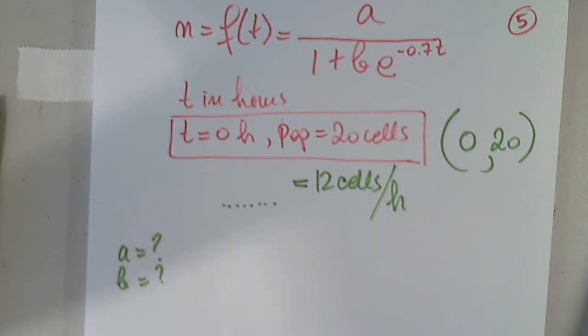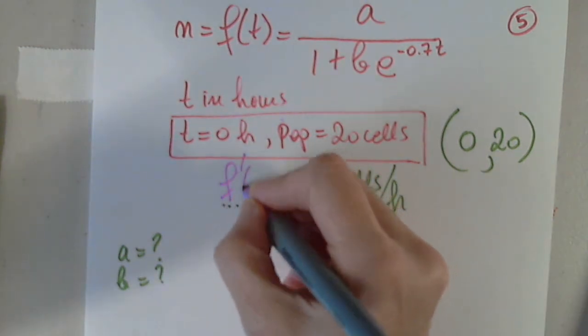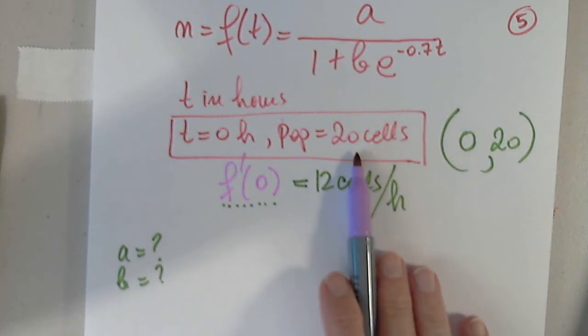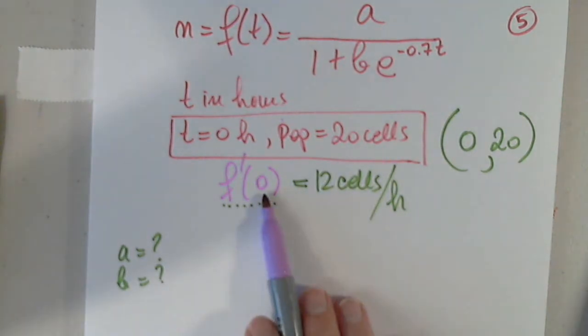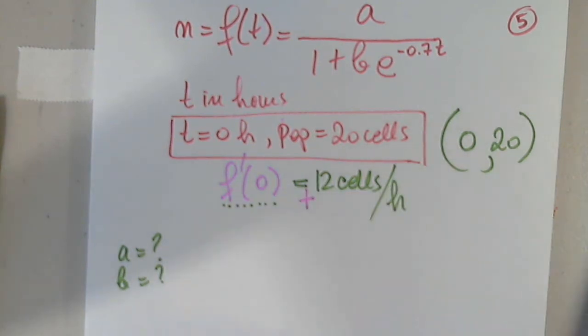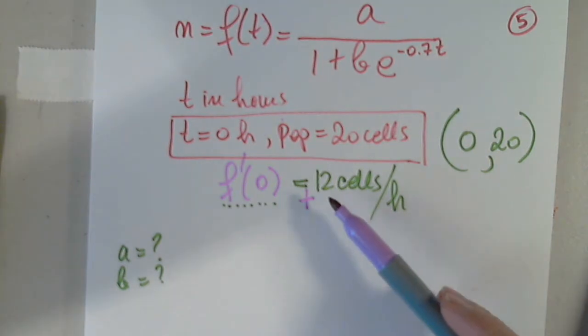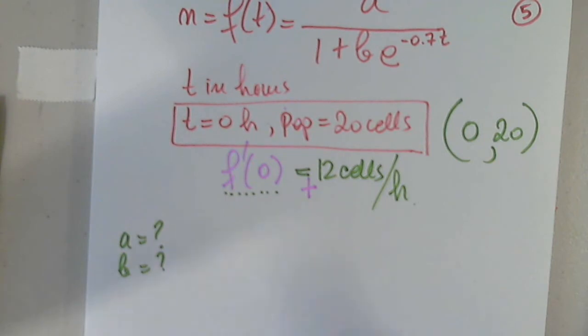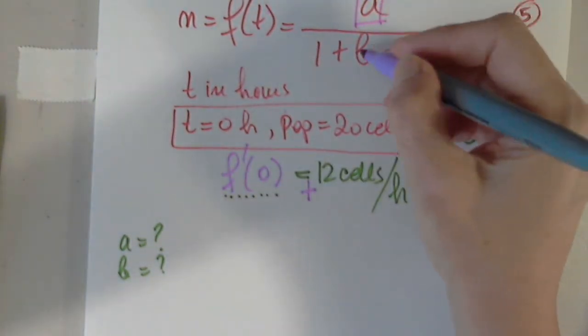When we talk about the rate of change, what do we have in mind? Always the first derivative. Thank you very much. F prime of 0. At the same instant when the population is 20, at that instant the rate of change is increasing. So that's why I put positive. I didn't write it, but it's positive because it says it's increasing at the rate of 12 cells per hour. Excellent. Good. So now we're asked to find this and this.